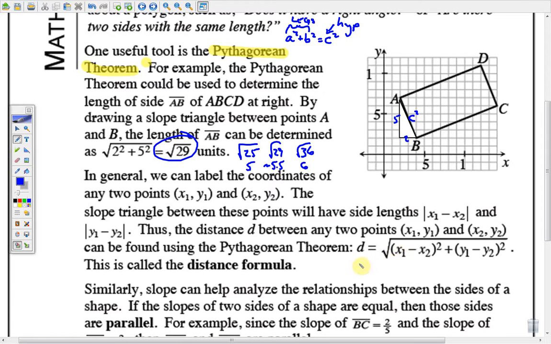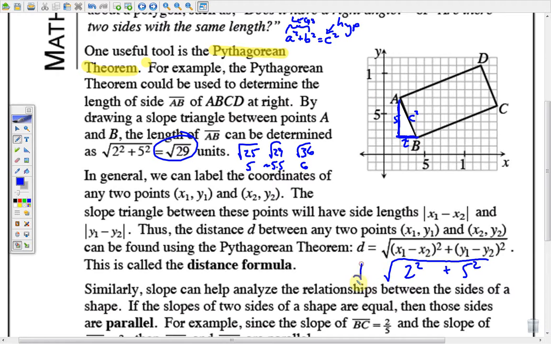So this distance formula is actually just a rewriting of the Pythagorean theorem. If we take x1 minus x2, if we subtract the two x values, we get the bottom of the triangle. We get the horizontal part. If we subtract the two y values, we get the vertical part of the triangle. So in our example case, that would be 2 and 5.